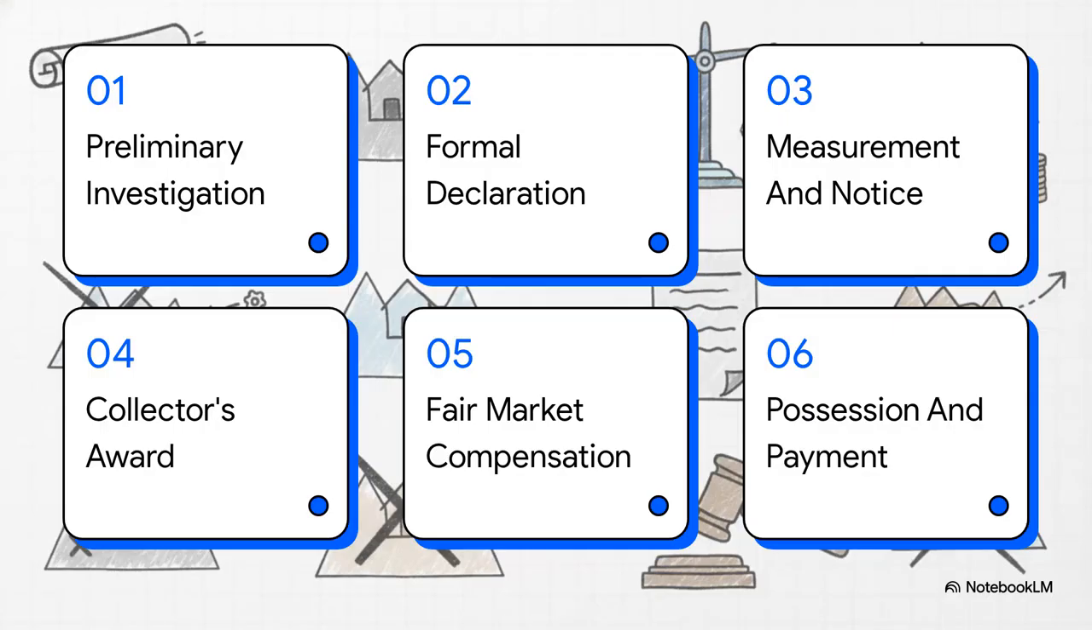So here's our statutory blueprint for today. We're going to cover 6 key areas. First, preliminary investigation and objections. Second, formal declaration of acquisition. Third, land measurement and notice. Fourth, the collector's award timeline. Fifth, determining fair market compensation. And finally, number 6, taking possession and payment.